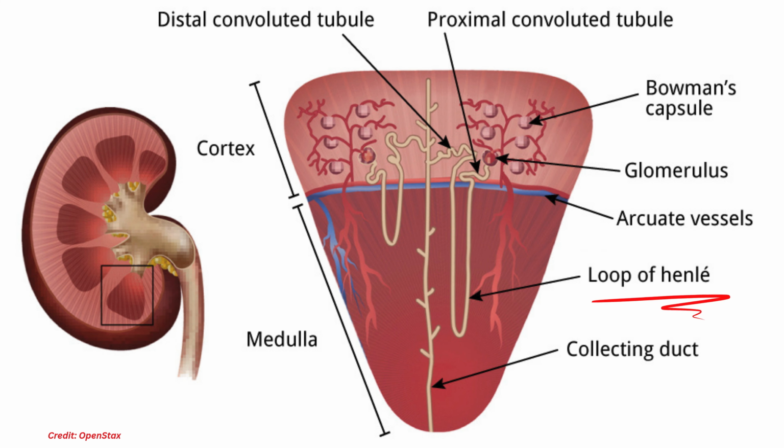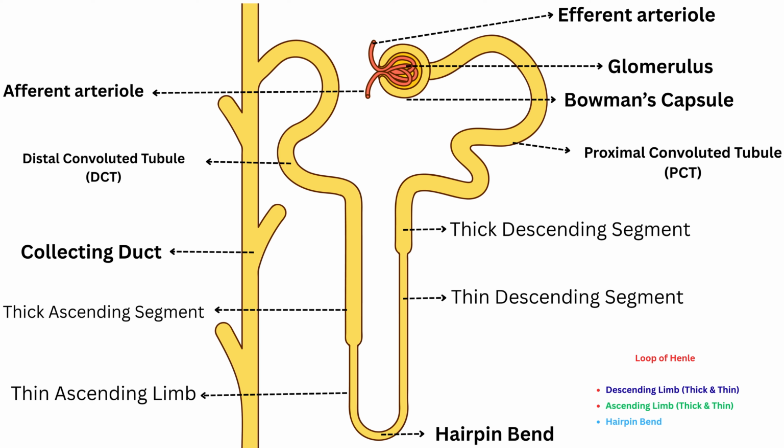Now is the loop of Henle. Deep inside your kidneys, tiny U-shaped structures work tirelessly to concentrate your urine. This is the loop of Henle. The loop of Henle has three main parts. One is the descending limb, second one is a hairpin bend, third one is an ascending limb. The descending limb has two distinct segments, the thick descending segment and the thin descending segment.